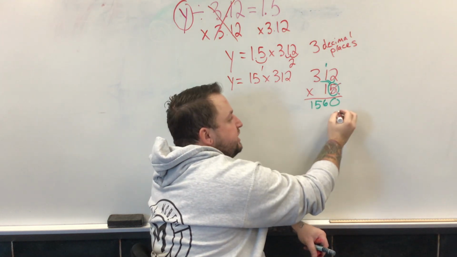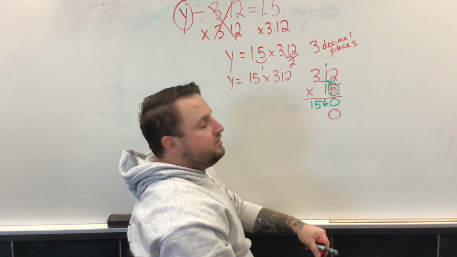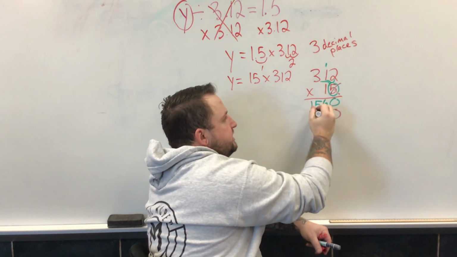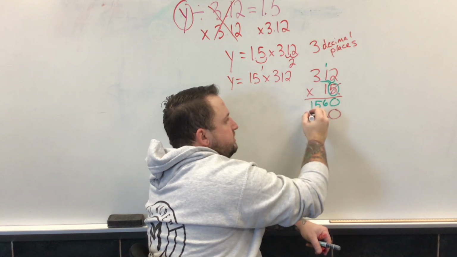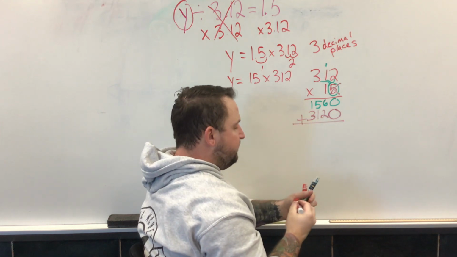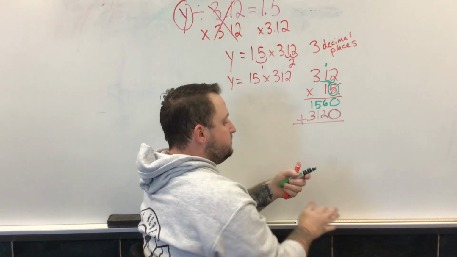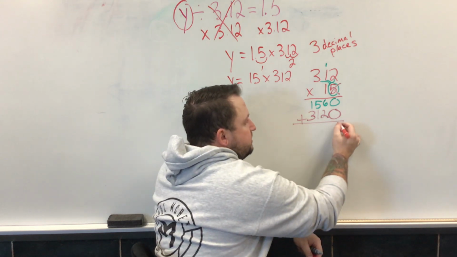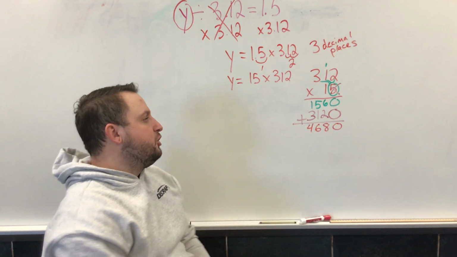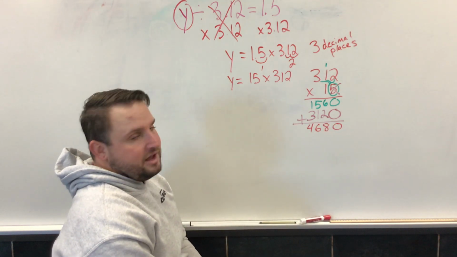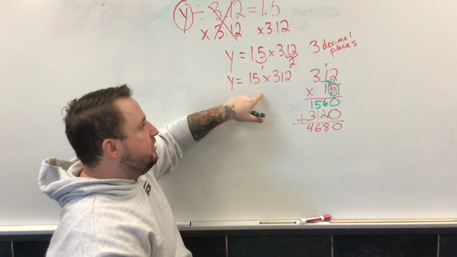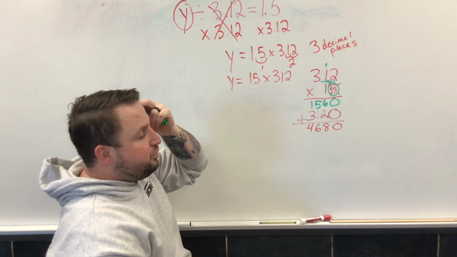Multiplying by a 10, that tells me I need to add a 0 at the end to start. 1 times 2 is 2. 1 times 1 in the tens place is 1, and 1 times 3 is 3. I'm now going to add all of those numbers together to get my grand total answer as 4,680. I started correcting myself before I went through. That is 312 times 15, but our original problem was 1.5 times 3.12.